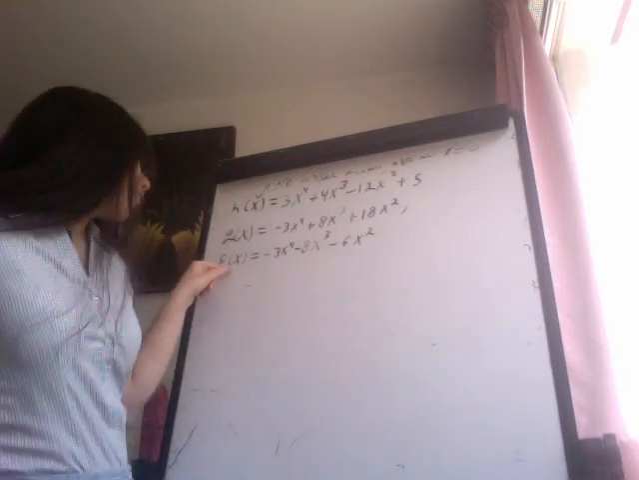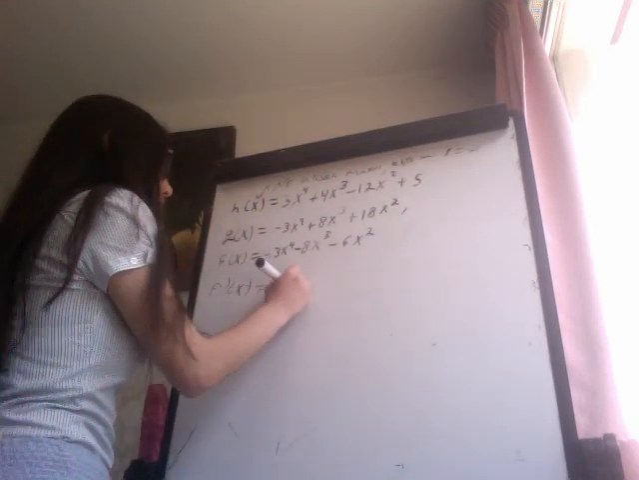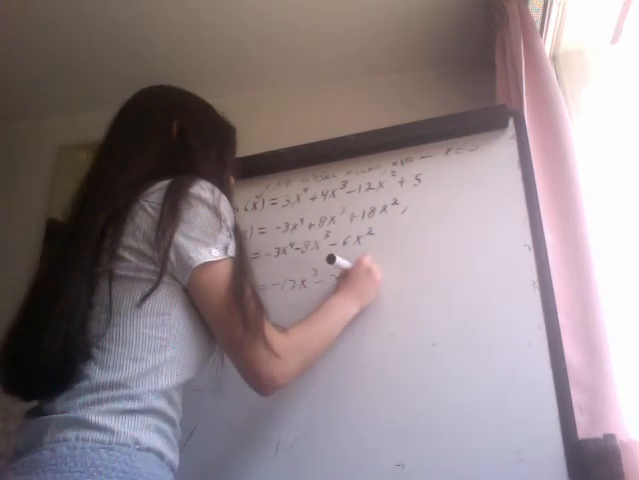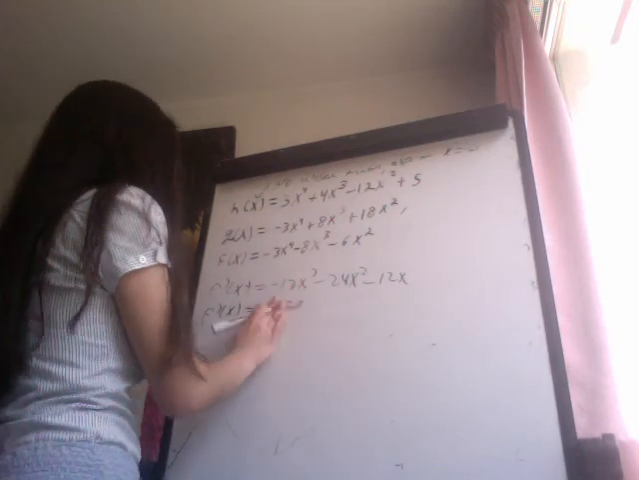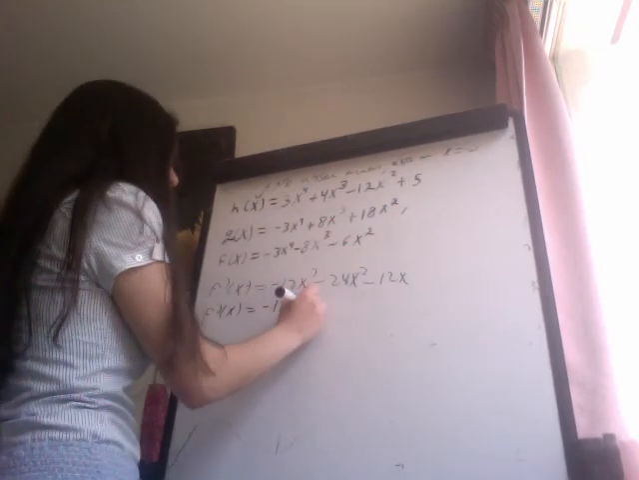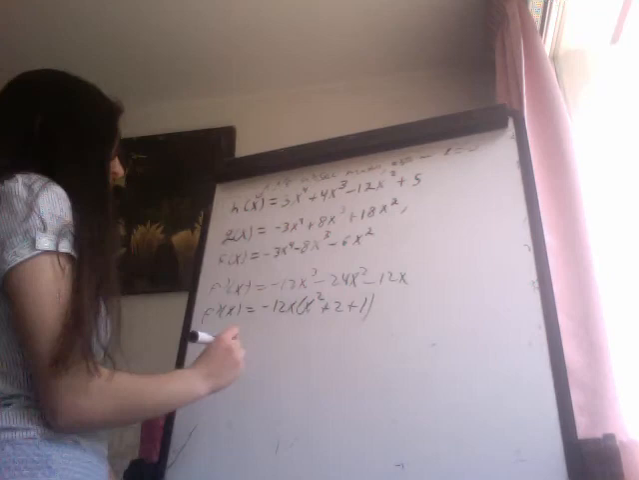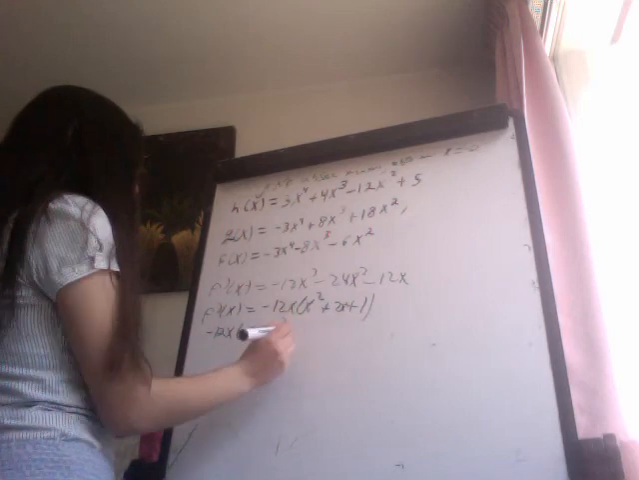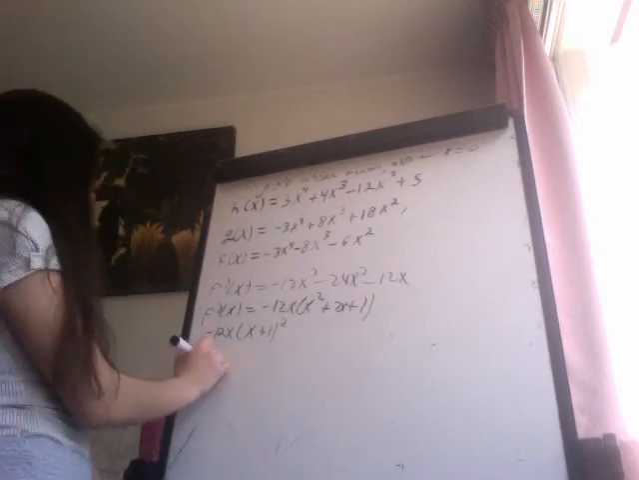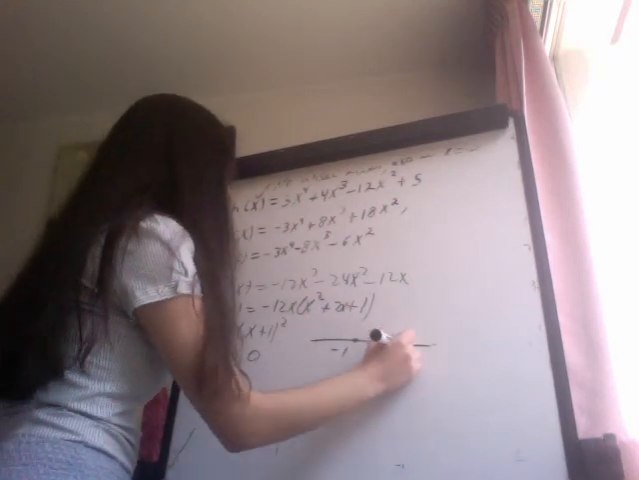This is f of x equals negative 3x to the fourth power minus 8x cubed minus 6x squared. So f prime would be negative 12x cubed minus 24x squared minus 12x. This is minus 12x times x squared plus 2x plus 1. So this is minus 12x times x plus 1 squared. So the only critical points are x equals negative 1 and 0. So this is negative 1, this is 0.